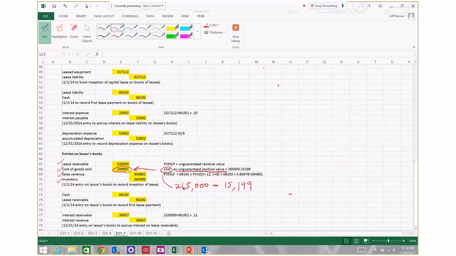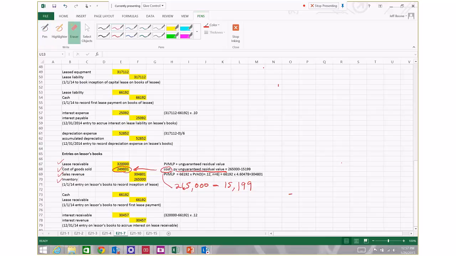The reason that we subtract out the present value of the unguaranteed residual value here, the logic provided in the textbook explanation, is that since this residual value is not being guaranteed, it's less certain that it will be realized, so we're going to subtract that amount out of cost of goods sold in determining the amount of cost of goods sold to report in our accounting records.